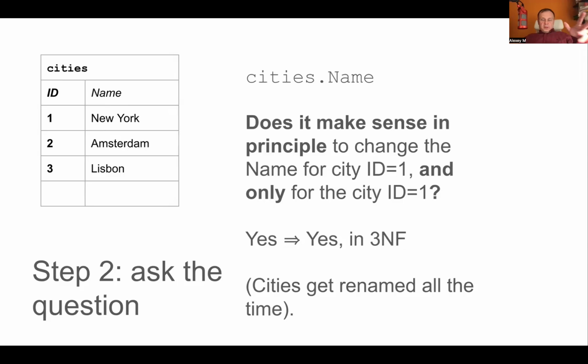For example, let's take the cities table and look at the name column. Does it make sense, in principle, to change the name for the city with a certain ID, like 1, and only for this city with ID 1? The answer is yes, and that means that this column is in third normal form. The answer is yes, because we know that a city can get renamed. It's a pretty simple example.